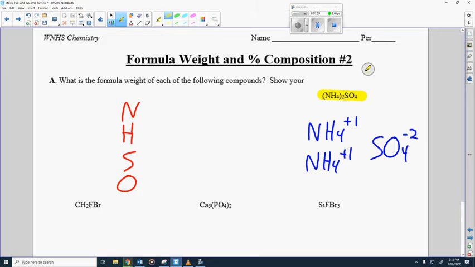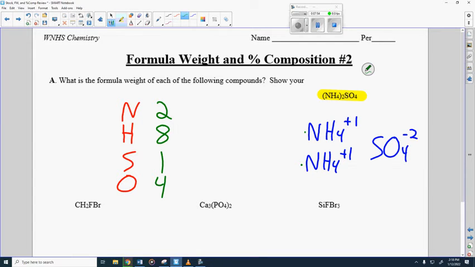Now, when you go to count your nitrogens, because what I want to do with these elements is count how many I have of each one, you can see that there's nitrogen here and here, so we got 2 of those guys. But if you didn't ever draw this out, you could just see, hey, I have 2 ammoniums. There's 1 nitrogen in each one, so 2 times that 1 gives me 2. How many hydrogens? Well, I have 8. Okay, I got 4 in each ammonium. I've got the 1 sulfur, and I've got 4 oxygens.